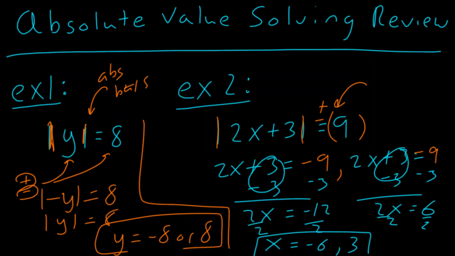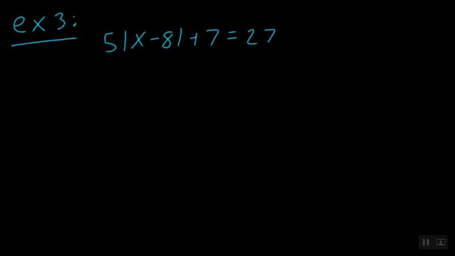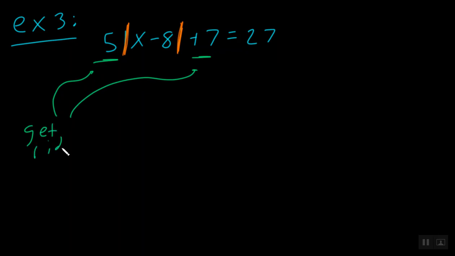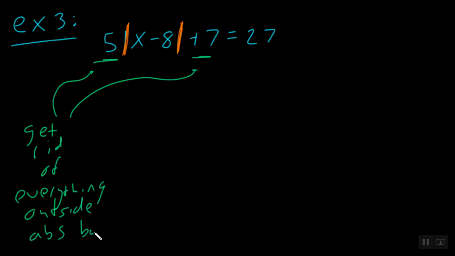Let's go ahead and look at a slightly more difficult example. Okay, for example 3, I want y'all to notice this. Here, the absolute value bars are not by themselves. In fact, what we can see is that there's a 5 and a positive 7 on the outside of the absolute value bars. So we need to get rid of everything outside the absolute value. Let's just write that: everything outside of our absolute value bars.